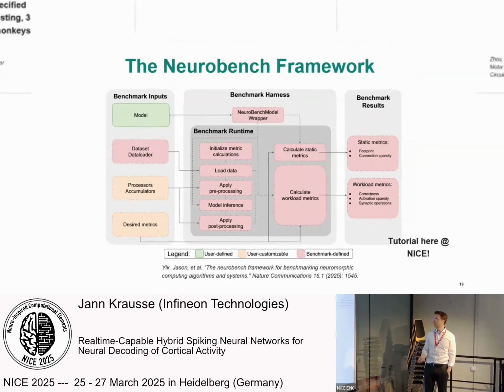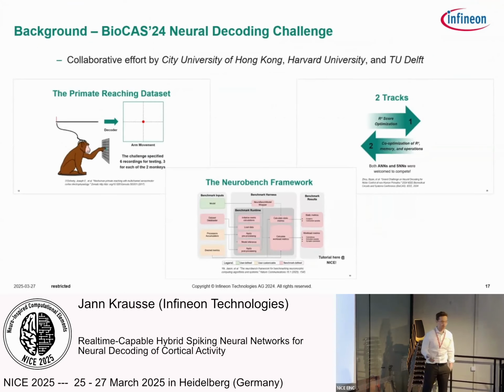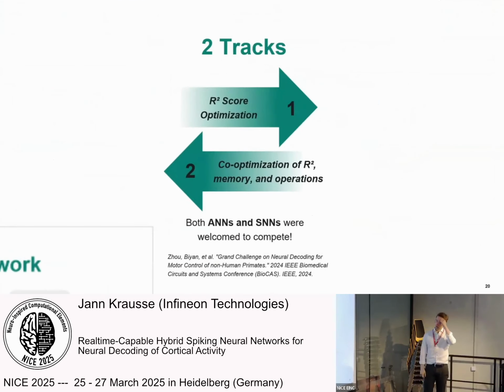Finally, there are many ways to evaluate. You have many different metrics that could be important. So the challenge specified 2 tracks. Track number 1 was pure R2 score optimization, and track number 2 was co-optimization of R2, memory and operations. And just to give a quick explanation, some of you might not know R2. R2 is, to put it very bluntly, an accuracy metric for regression tasks. But if you're interested in the details, we can also talk about it later. And of course, both ANNs and SNNs will compete, because it is a fair challenge in the end.